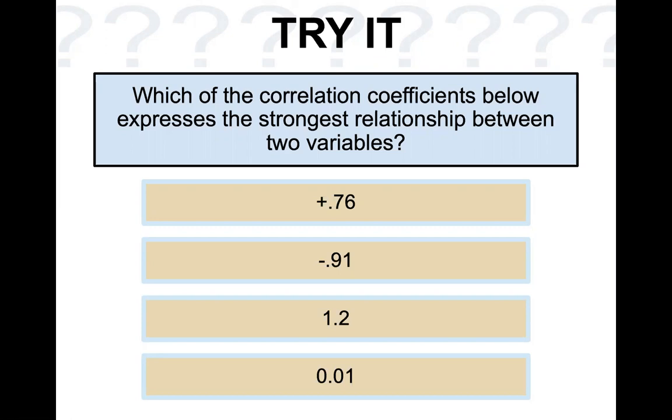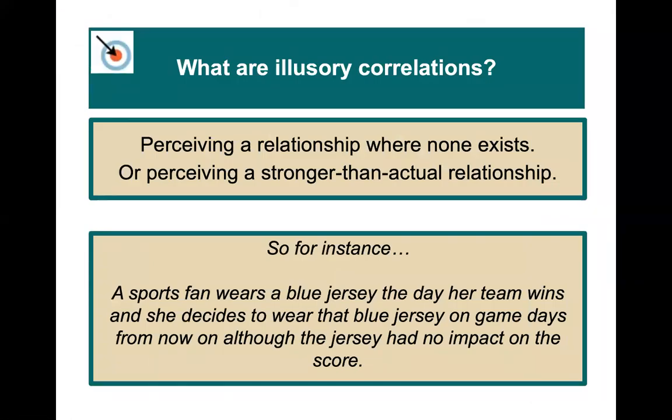So what is the concept of illusory correlations? We see these all the time in our everyday lives. Perceiving a relationship where none exists, or perceiving a stronger than actual relationship. So for instance, a sports fan wears a blue jersey the day her team wins, and she decides to wear that blue jersey on game days from now on, although the jersey had no real impact on the score. I may or may not have been guilty of things like this when I played high school soccer and college soccer. We see a relationship where none exists.